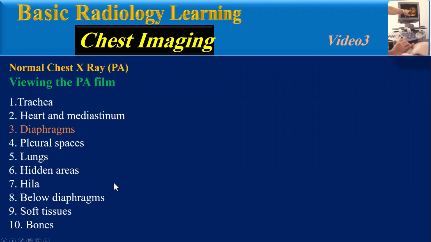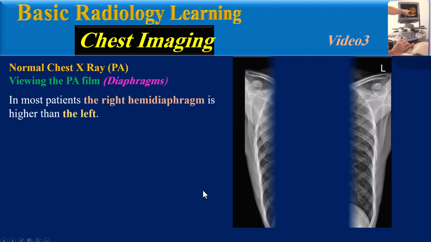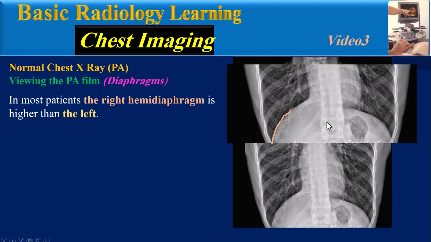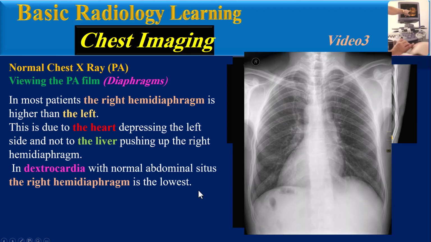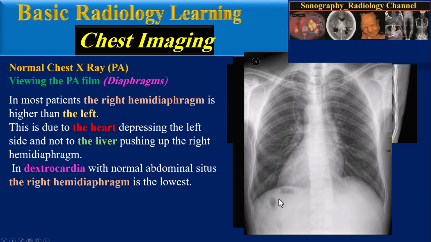A large thymus is more commonly seen in boys. Now, diaphragms. In most patients, the right hemidiaphragm is higher than the left. This is due to the heart depressing the left side and not to the liver pushing up the right hemidiaphragm. In dextrocardia with normal abdominal situs, the right hemidiaphragm is the lowest. Dextrocardia is a rare congenital condition in which the apex of the heart is located on the right side of the body rather than the more typical placement toward the left.